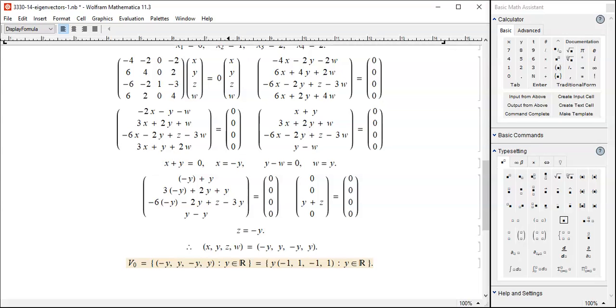So what do we have? We have one eigenvector times y. So all the vectors parallel to this vector. So it's a one-dimensional subspace you got.